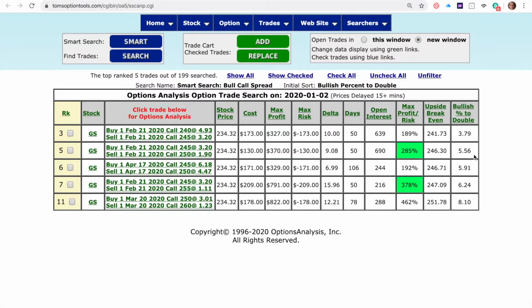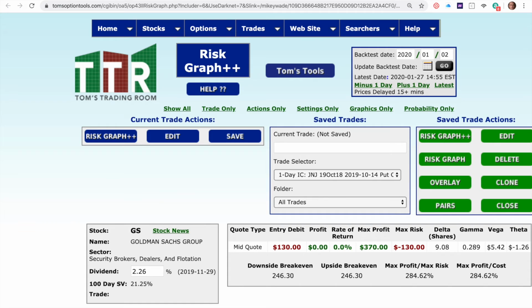I like this second one though. It requires a little more movement to the upside to double our money, but it gives us a lot more upside. Maximum profit over risk is maximum return on investment. So you could go for either of them. I want a chance to make more money, so I'm going to go ahead and select this second one here. And let's take a look at the risk graph.